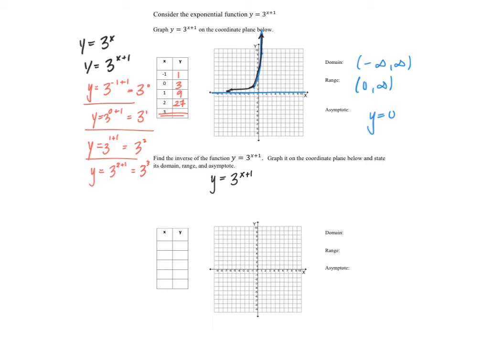You interchange the 2 variables. So I'm going to switch that x and that y. I'm going to solve for the new y. Okay, so when you're taking an exponential function and you want to get a value out of that exponent, I'm going to switch this to a log. So this is log base 3 of x equals y plus 1.